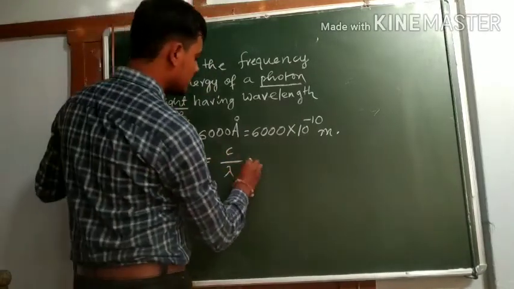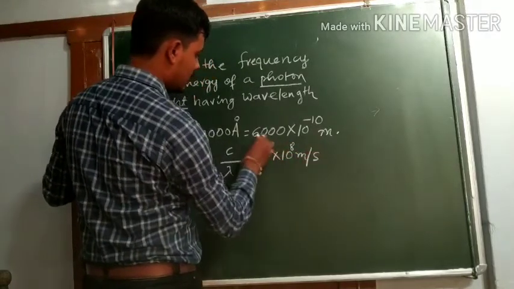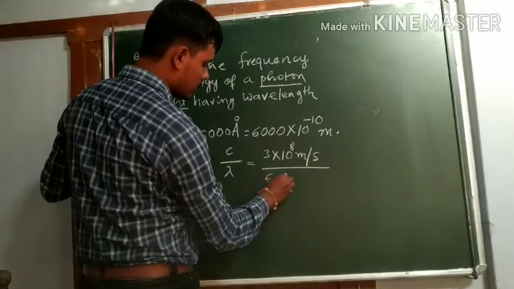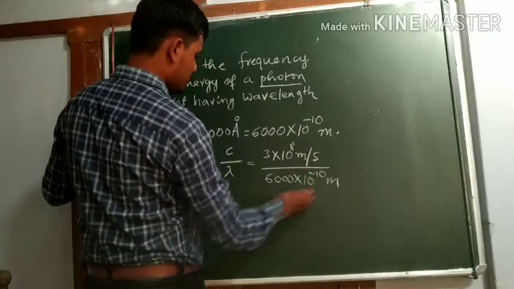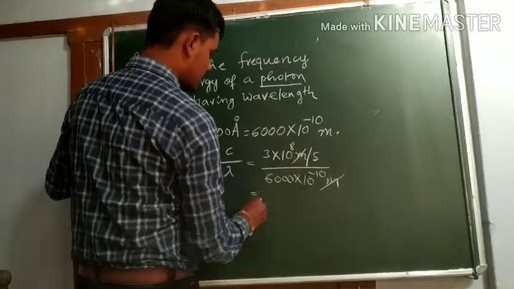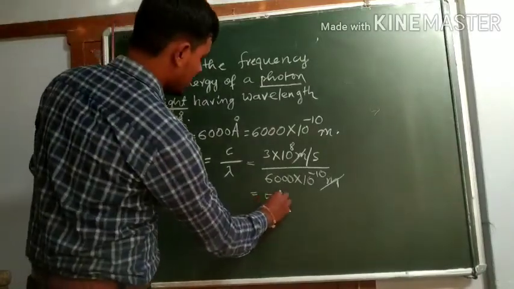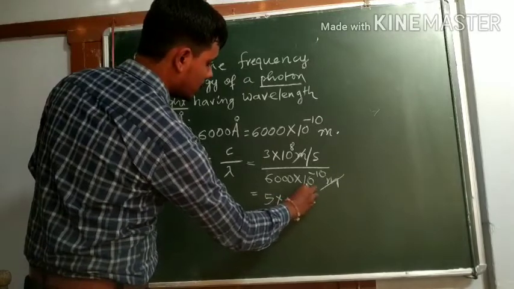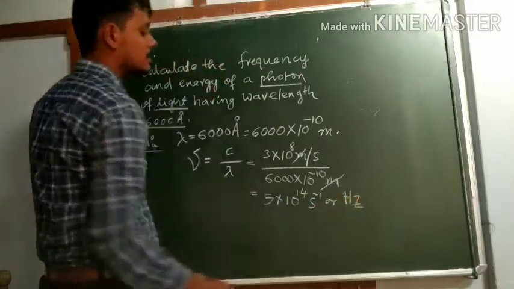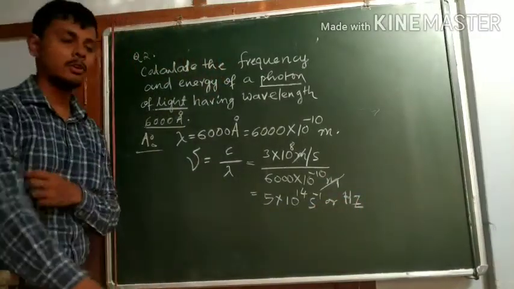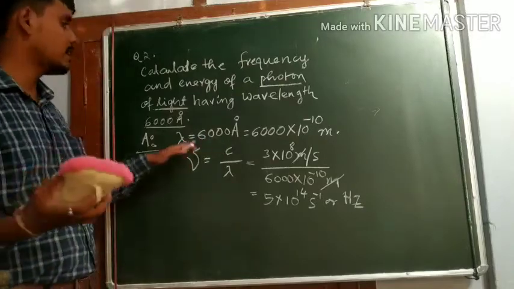So the speed of light is 3 into 10 to the power 8 meter per second, and the wavelength is 6000 Armstrong or 6000 into 10 to the power minus 10 meter. Okay, so meter cancel, and the value of frequency that is obtained is 5 into 10 to the power 14 per second or hertz. So 5 into 10 to the power 14 hertz. This is the frequency of photon having wavelength 6000 Armstrong.